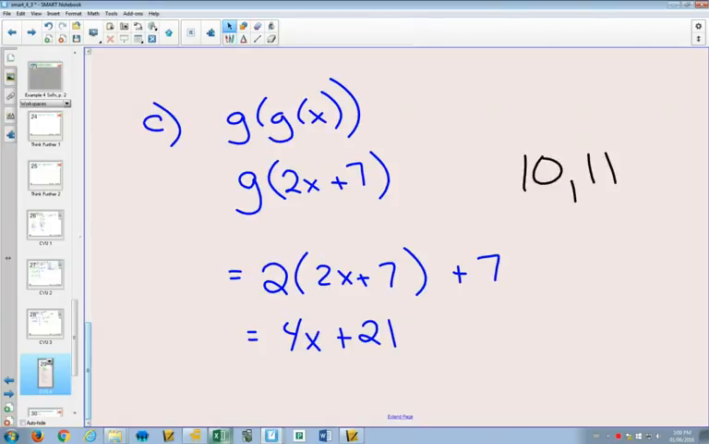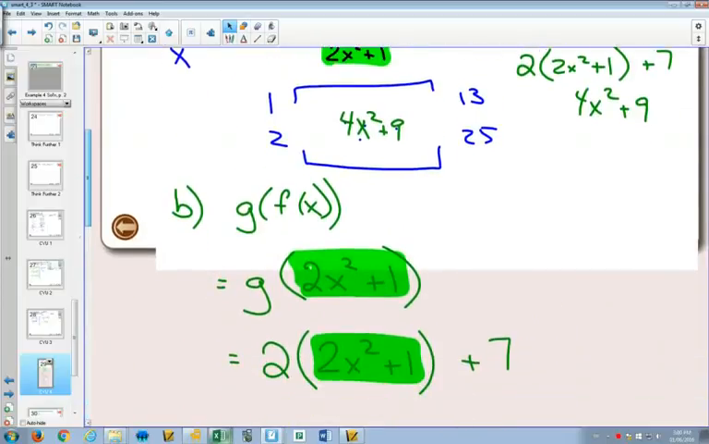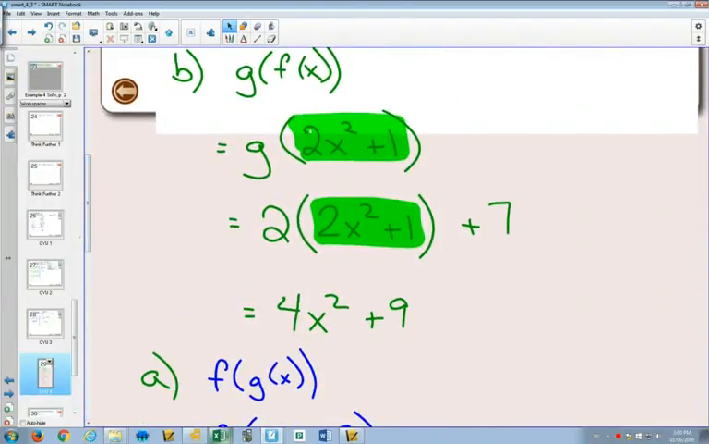Numbers 10 and 11 for practice. Oh, and we haven't done domain and range. So when you're figuring out domain and range for each of these, we'll go right back to the beginning. It makes sense to simplify your function. You're not going to be able to tell what the domain and range are just by looking at f of x and g of x. You have to put them together and simplify them.